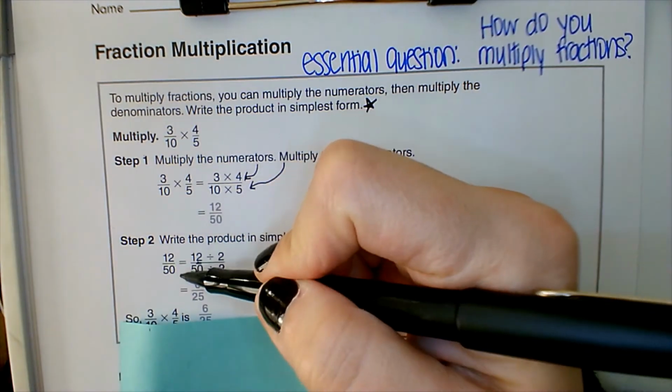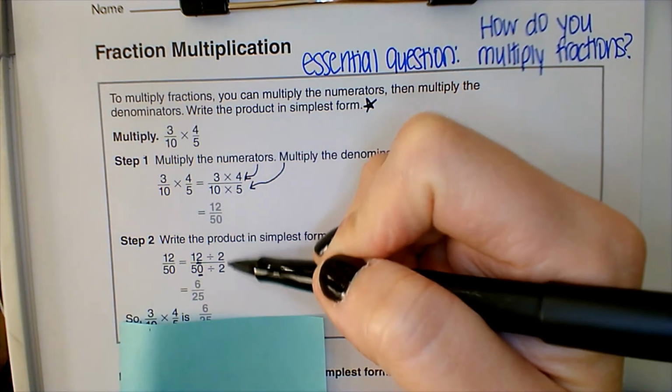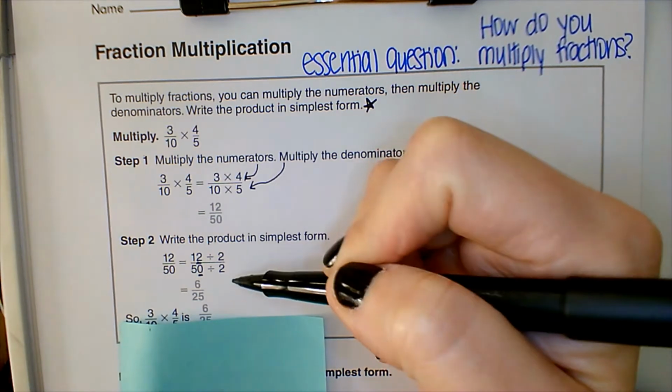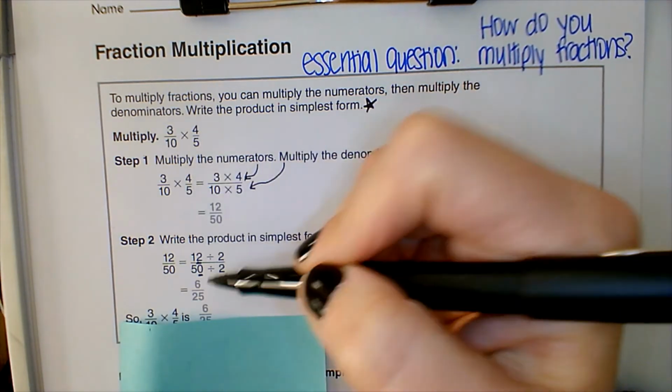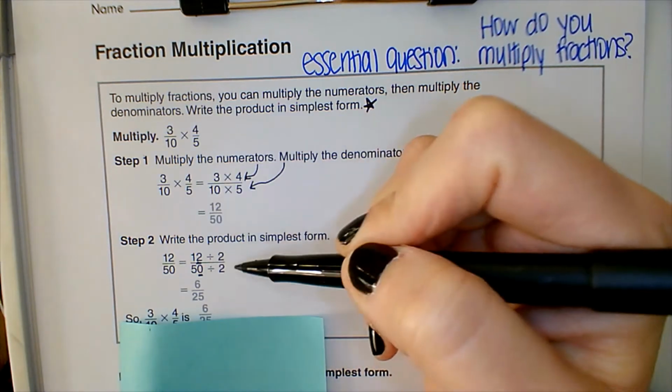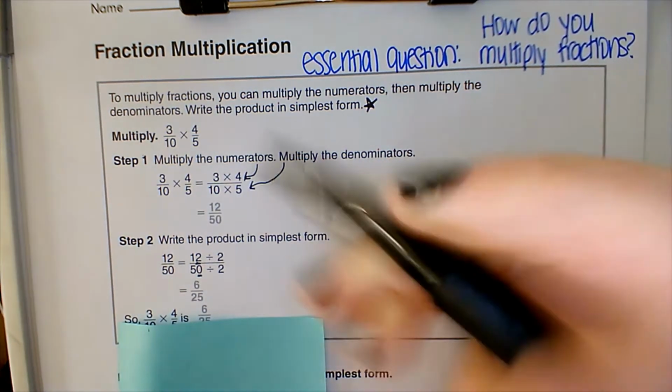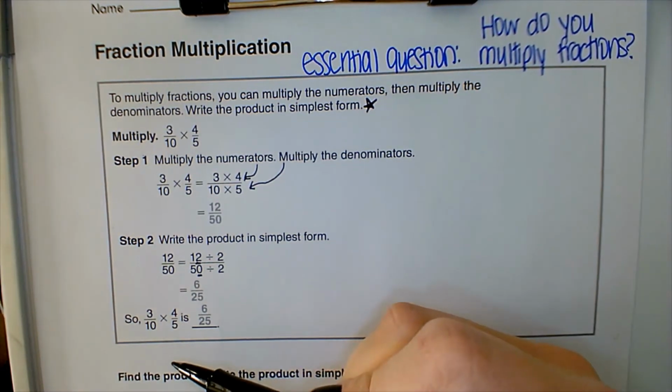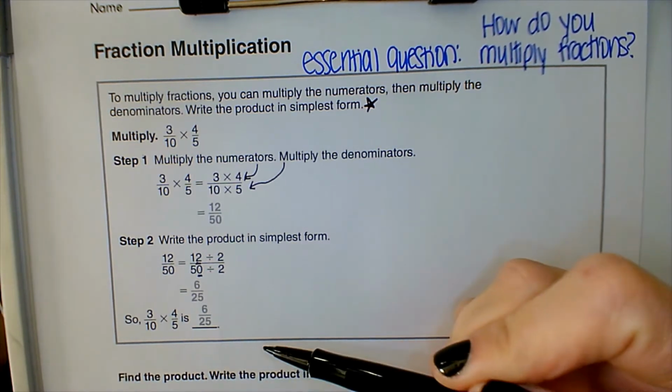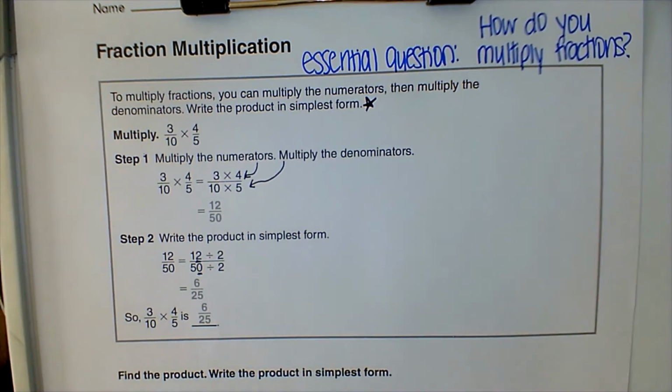So to simplify that, if I have 12/50ths, I just divide both of those by 2. What you do to the top, you do to the bottom. 12 divided by 2 gives me 6, and 50 divided by 2 gives me 25. So 3/10 times 4/5 is equal to 6/25.